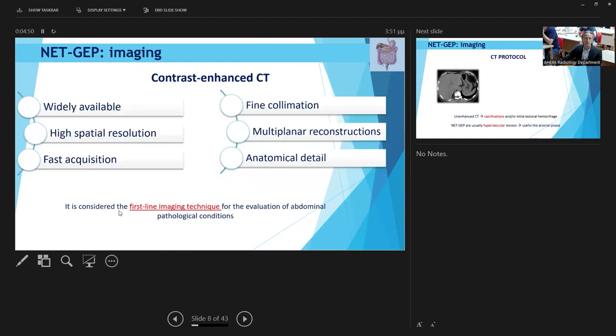The most important technique to make the correct diagnosis of the neuroendocrine tumor, and in general for the evaluation of abdominal pathological conditions, is the CT study with contrast agent administration. Again, this technique is really widely available, has a really high spatial resolution, and allows a really fast acquisition. And since it is a multiplanar technique, we could reconstruct the images in different planes. So we can better evaluate the relationship of the tumor with different vessels or highlight any possible complication derived from the mass effect created by the tumor.